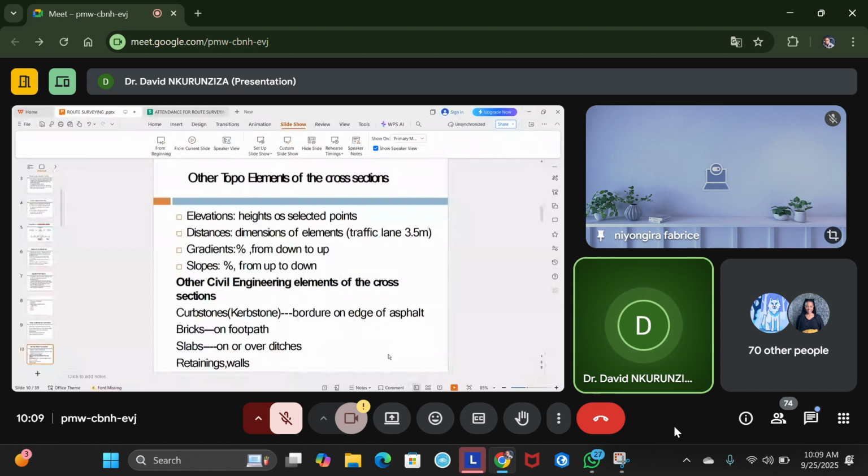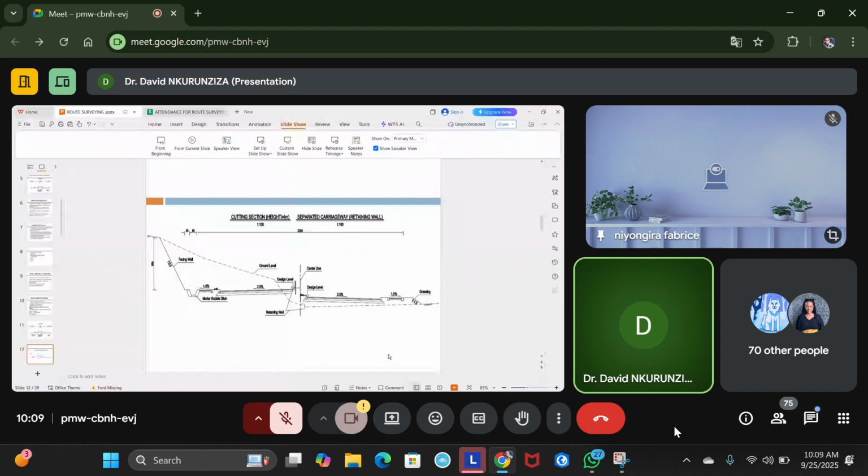So I think the topo elements I have already mentioned. The topo elements in general are about elevation, distance, gradients, and slopes. Gradient means it is from down to top. Slope is from up to down. For example, in Rwanda, we can have a 3-meter lane or a traffic lane of 3.5. Civil engineering elements, I think I've said, like slabs, bricks. Those are the elements that you can find on the cross section.